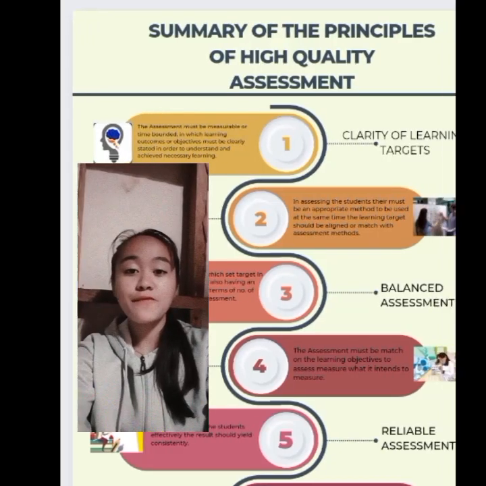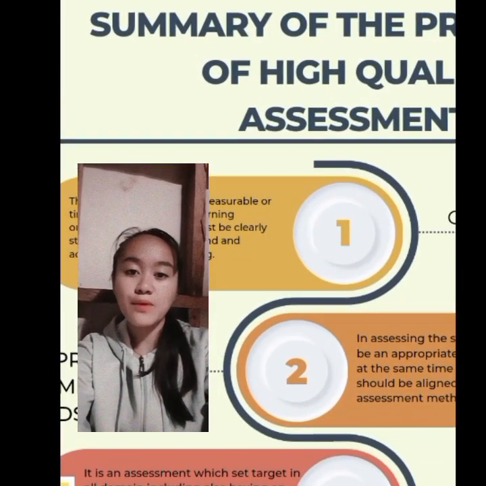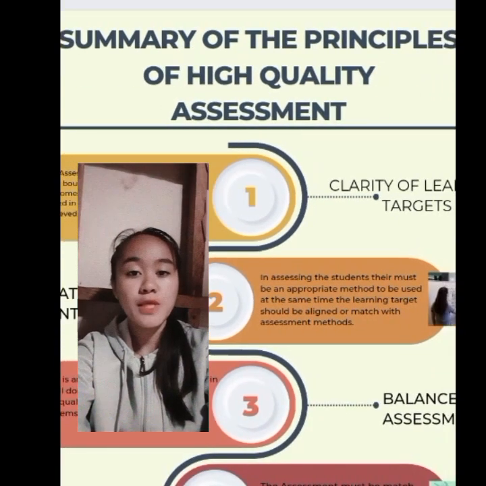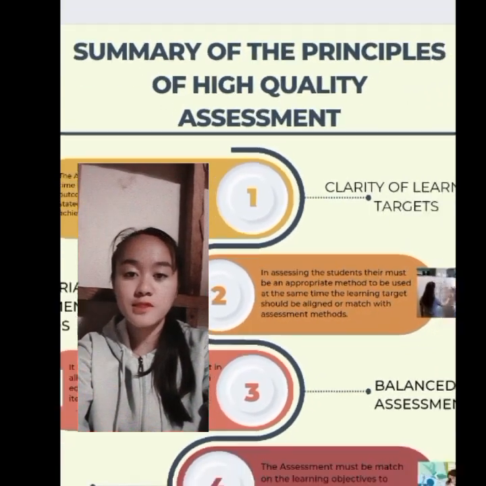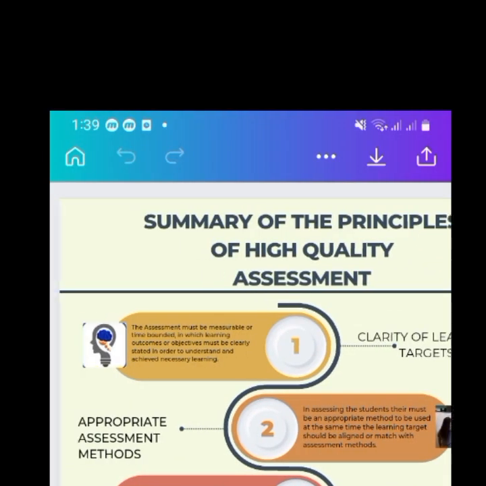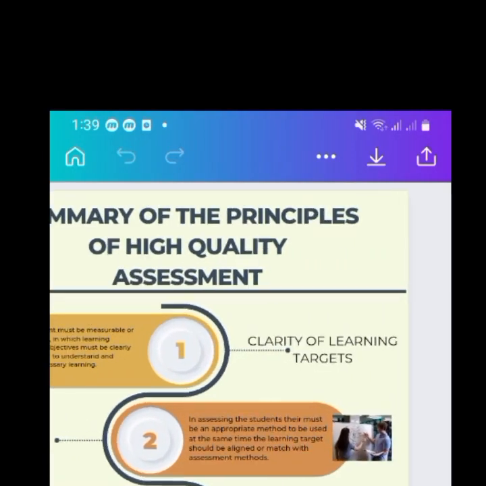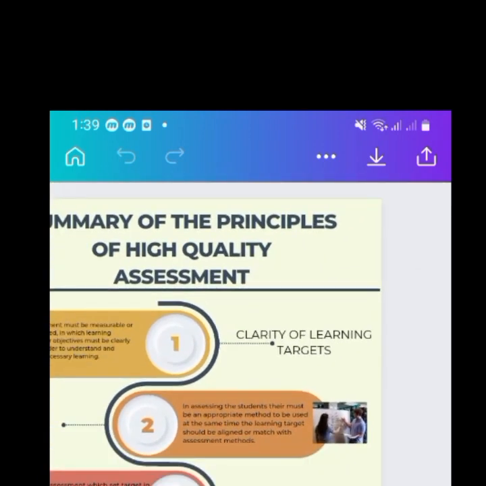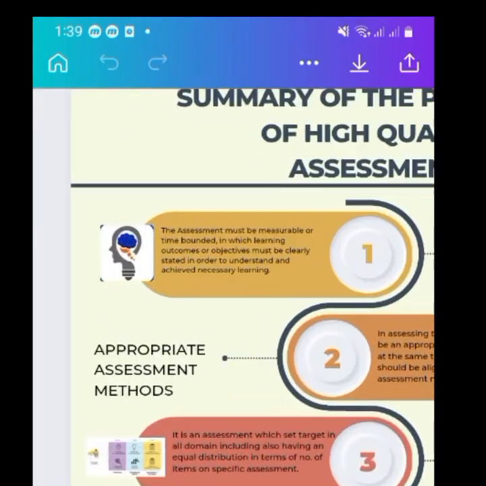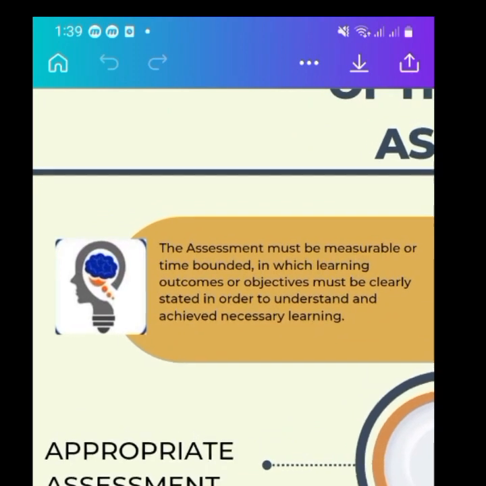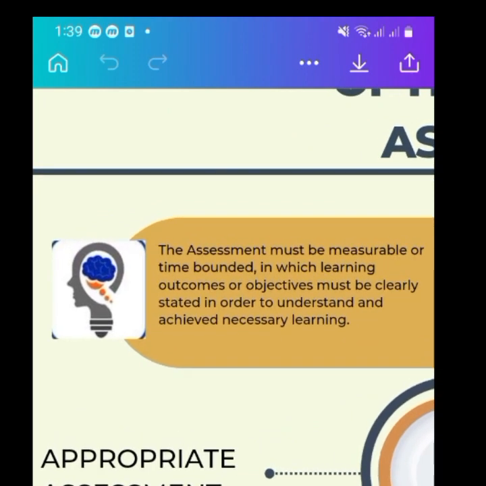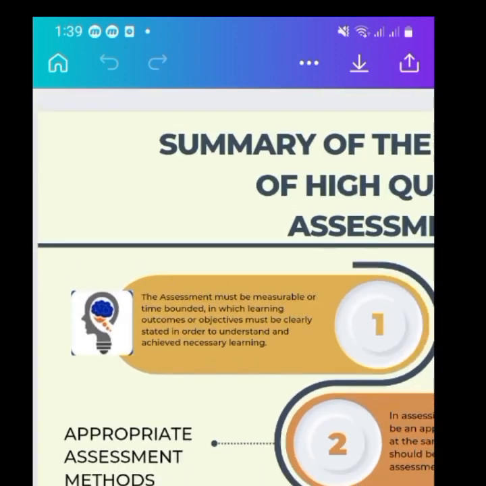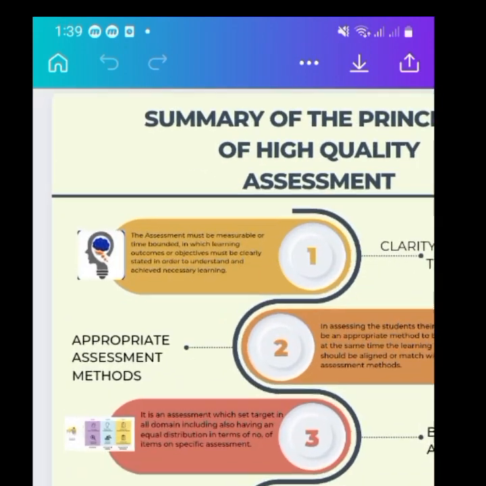For today's video, we will talk about the principles of high quality assessment, which has 12 principles. So the first principle is clarity of learning targets. Clarity of learning targets means that the assessment must be measurable or time-bounded, in which learning outcomes or objectives must be clearly stated in order to understand and achieve necessary learning.